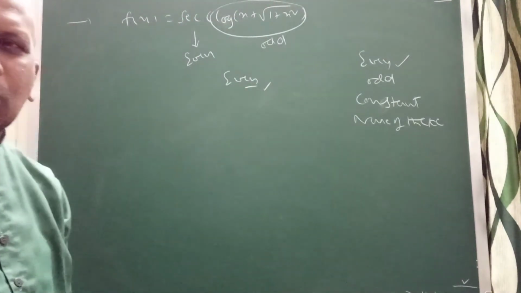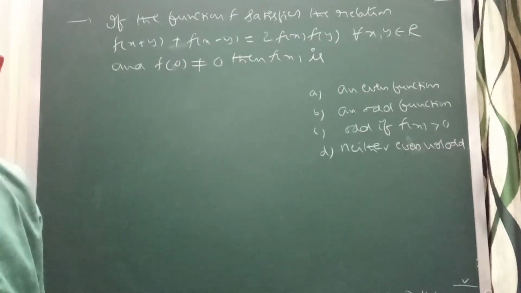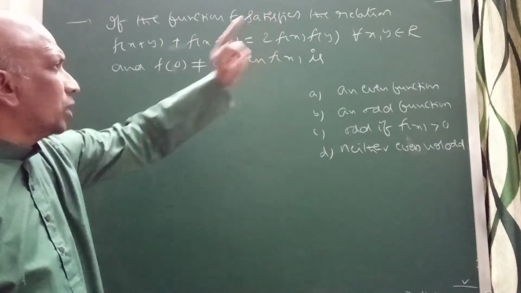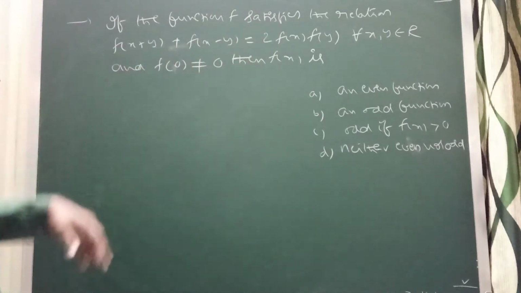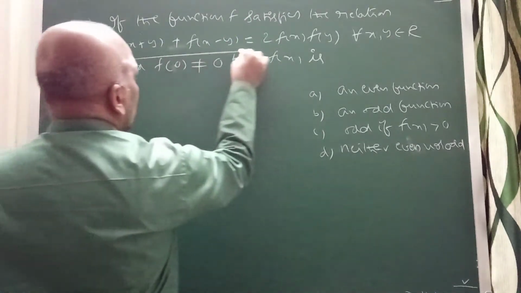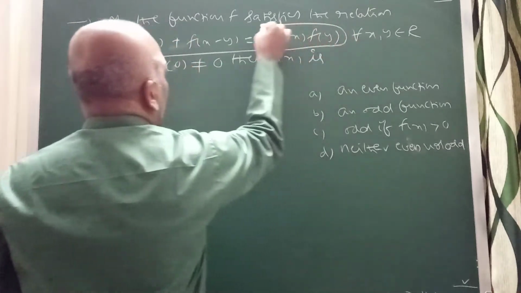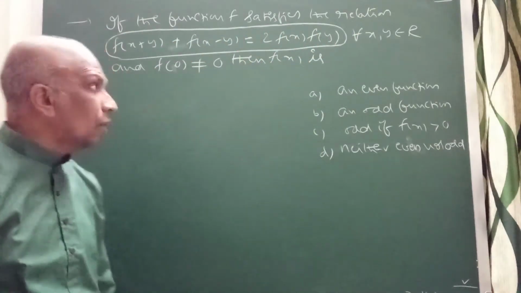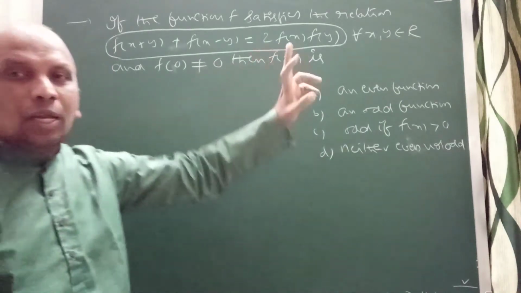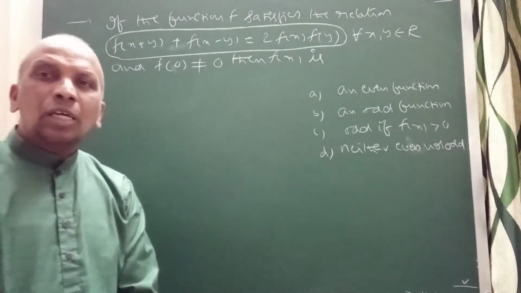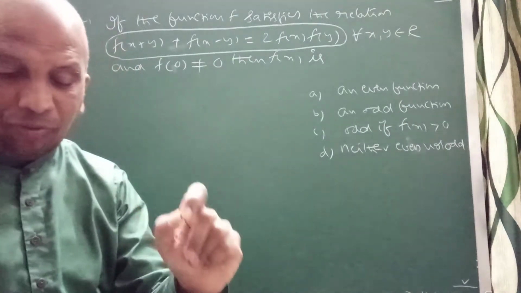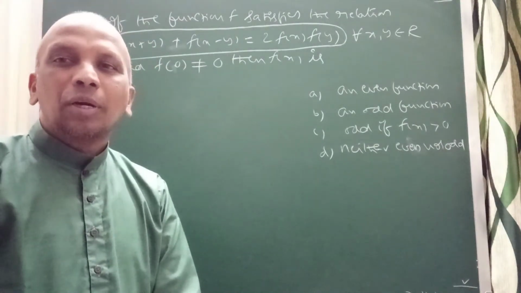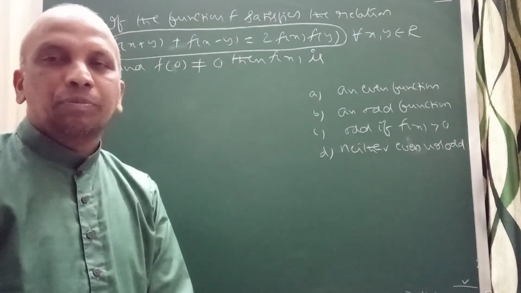So now the next problem. Now see in this problem, if the function f satisfies the relation f of x plus y plus f of x minus y is equal to 2 into f of x into f of y, for all x, y belongs to R, and f of 0 not equal to 0, then f of x is. Generally, suppose f is an odd function and it is defined at x equal to 0, definitely f of 0 should be 0.